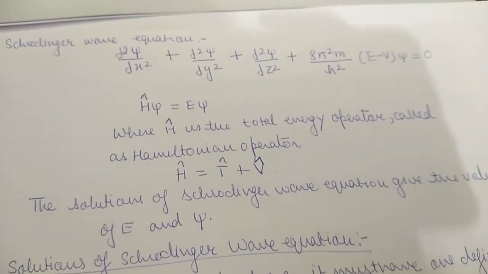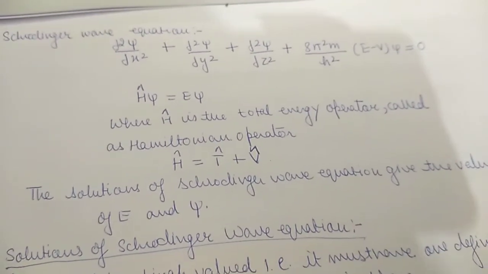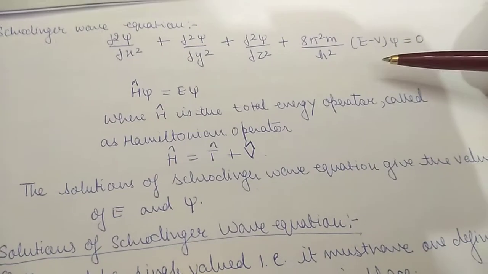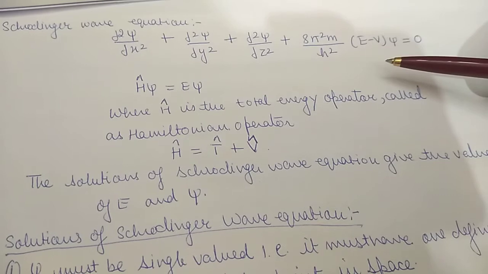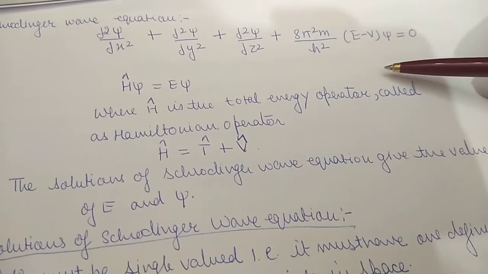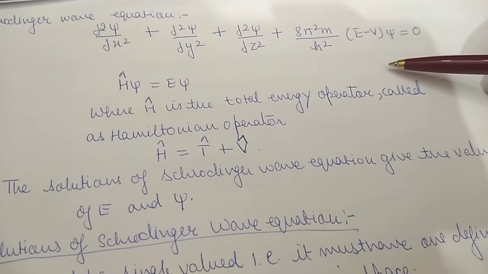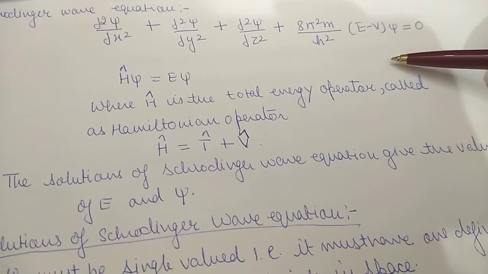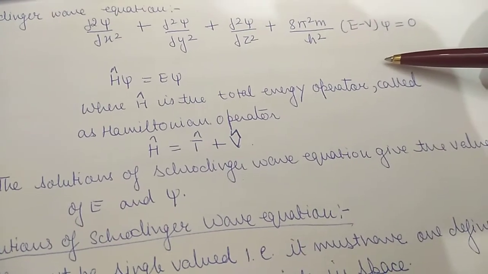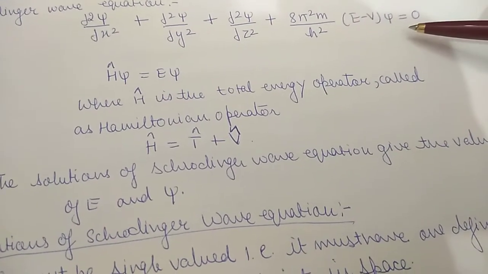So हमने पिछली बार, last time we have done Schrodinger wave equation. So I am writing it again. This is the Schrodinger wave equation: ∂²ψ/∂x² + ∂²ψ/∂y² + ∂²ψ/∂z² + (8π²m/h²)(E − V)ψ = 0.